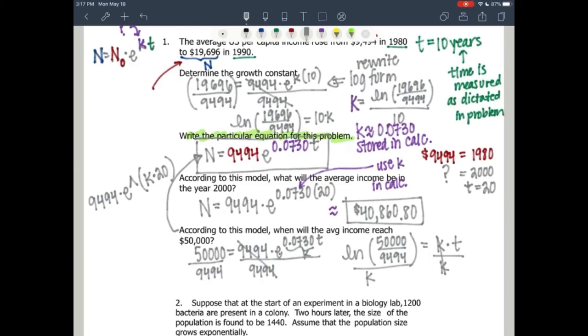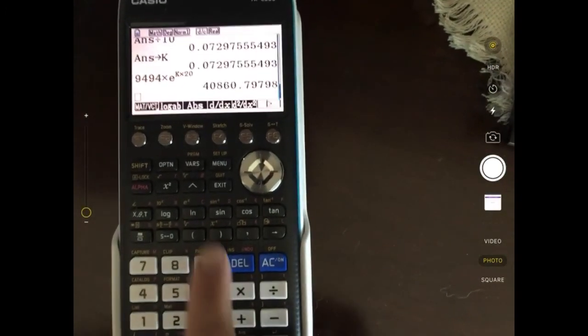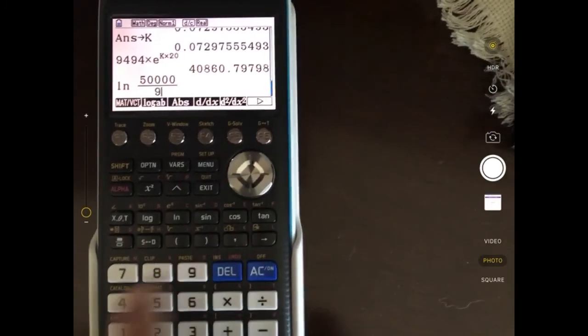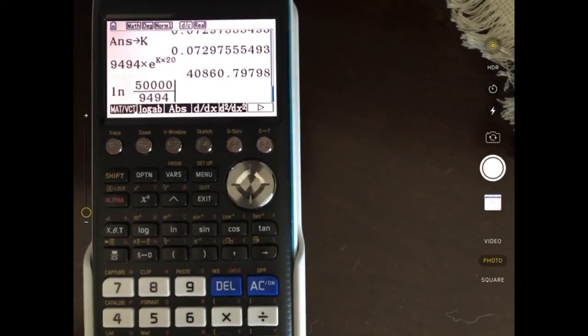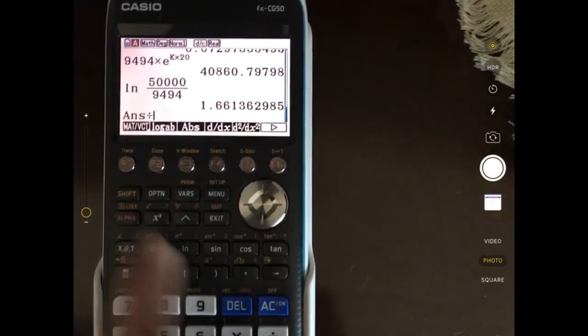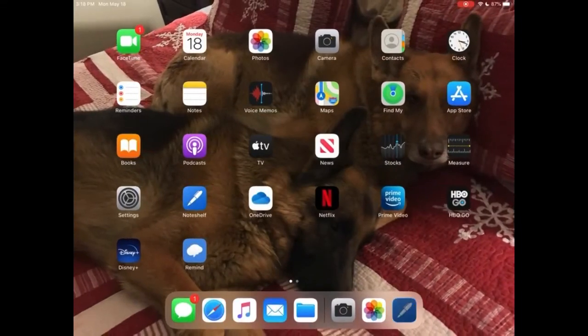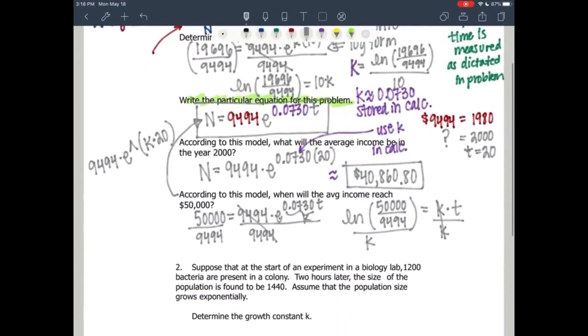So I'm going to go over to the calculator. And I'm going to say the natural log 50,000 over 9494, enter, divide that by alpha K, and I get 22.766 years. The reason it's years is because years is what was dictated in the problem at the very beginning. So time is approximately 22.766 years.